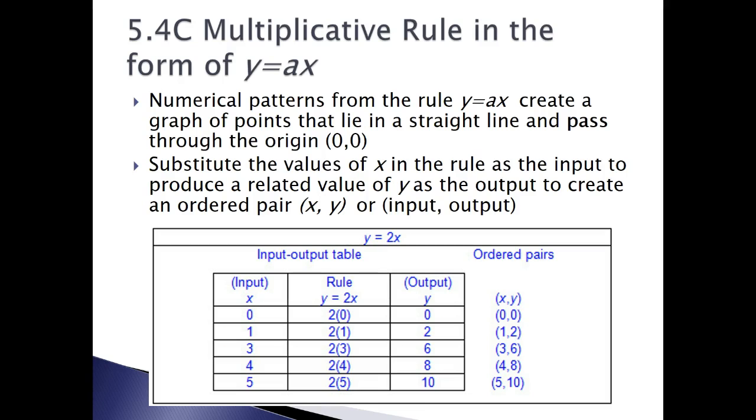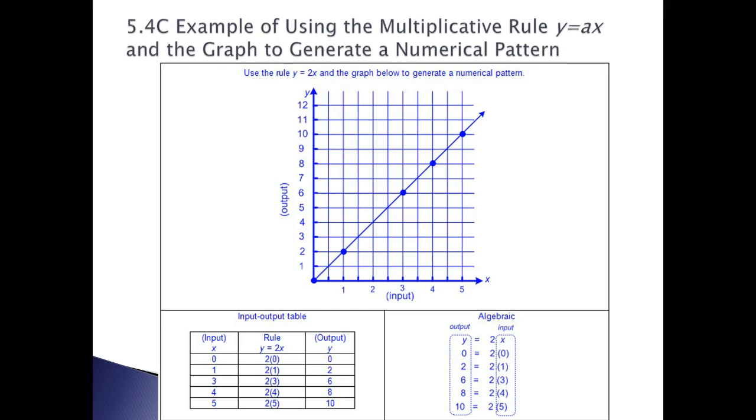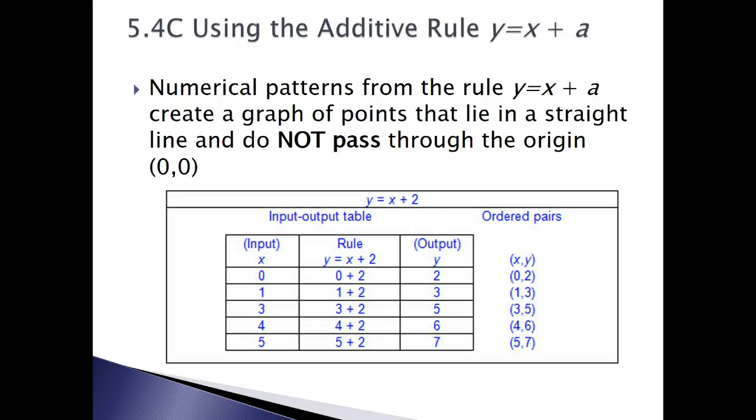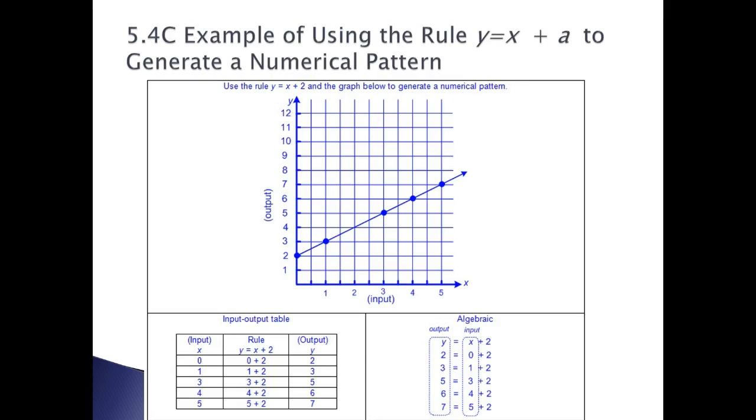Now for 5.4c, I want to show you now a few examples of what you could use in your classroom. Here we're talking about the multiplicative rule, and you have some examples here, as well as an example using a graph with a table. Then for the additive pattern, here's an example. And notice it does not pass through the origin, so the ordered pairs would not have 0, 0. And here's an example with a graph and a table.